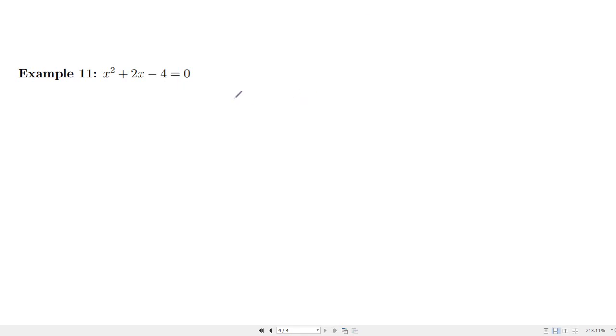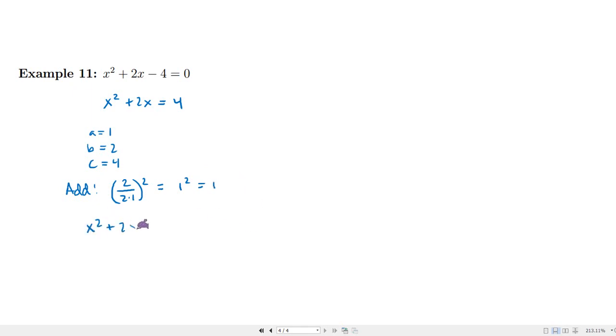And finally, we have this last one here. So we have x squared plus 2x, and bringing this 4 over, we have positive 4. So a is 1. So dividing both sides by a, we're done with that. B is 2. C is 4. We will add b over 2a squared, right? So that's 2 over 2, which is 1 squared, which is just 1. So then we're going to add 1 to both sides.